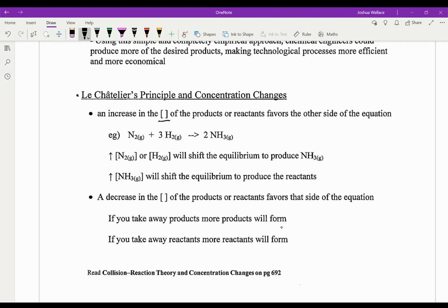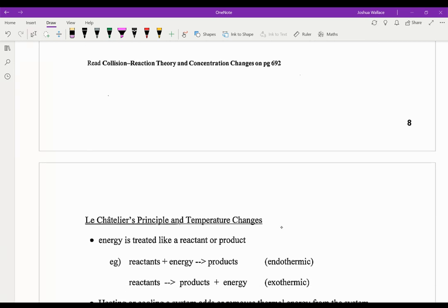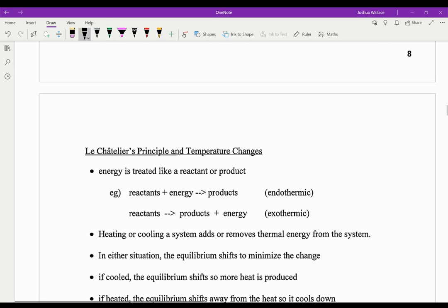A decrease in the concentration of the products or reactants favors that side of the equation. If you take away products, more products will form. If you take away reactants, more reactants will form. So let's say you decrease this, so you're taking away that product, more will form because it's going to shift that way. Little note for you to read on about collision reaction theory and concentration changes on page 692.